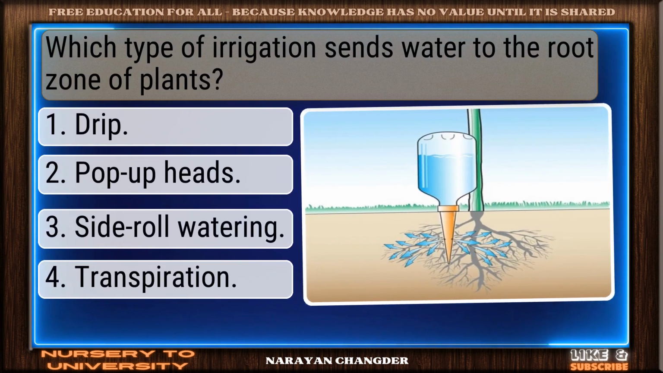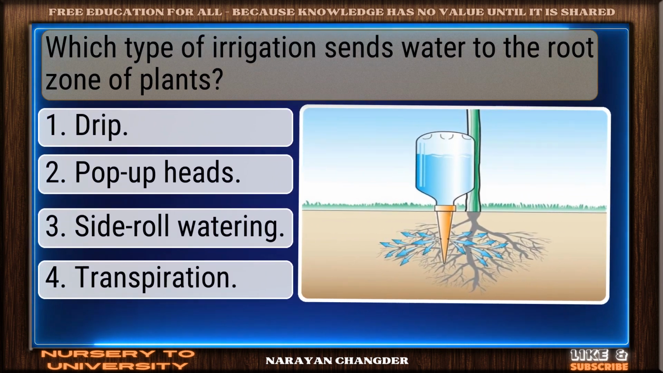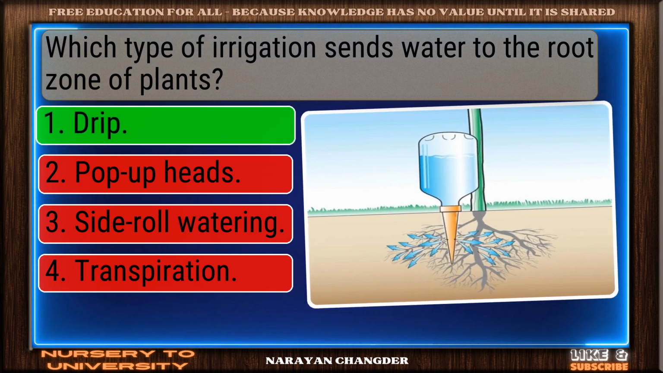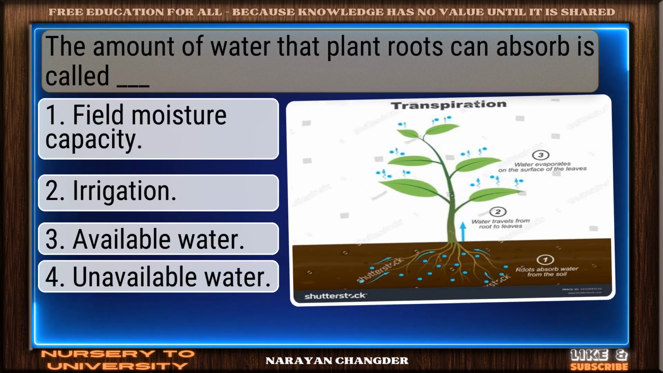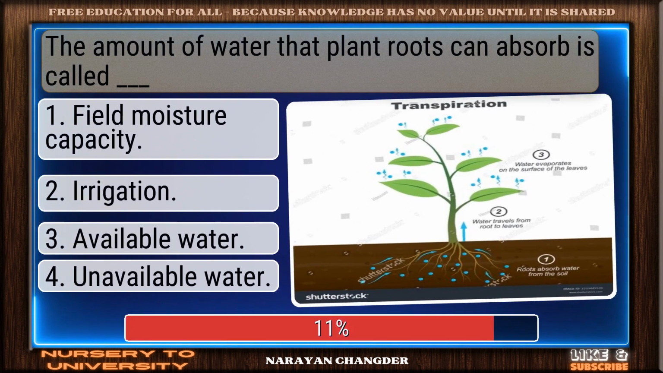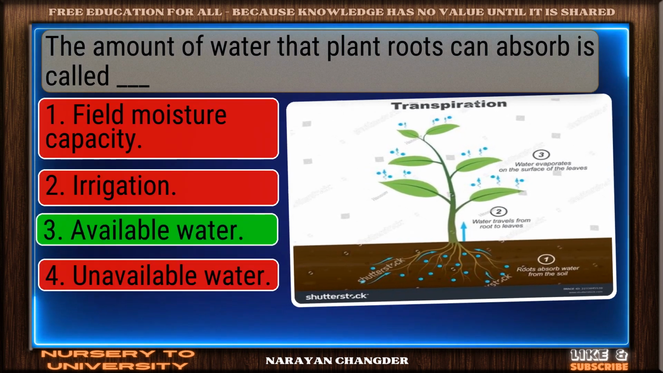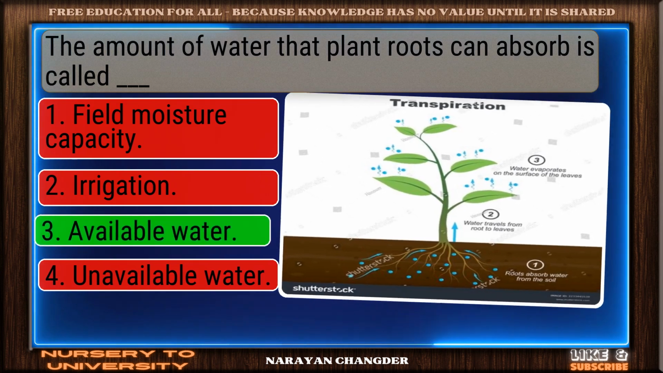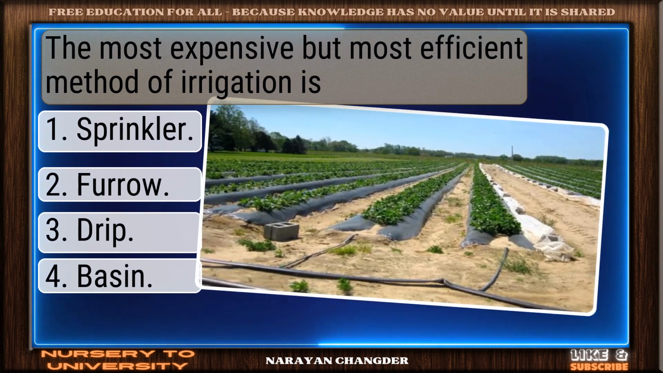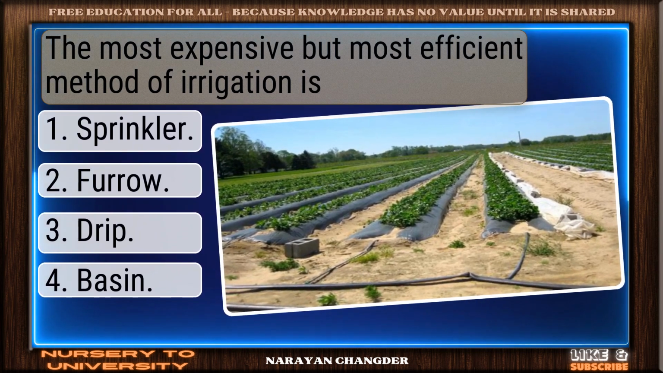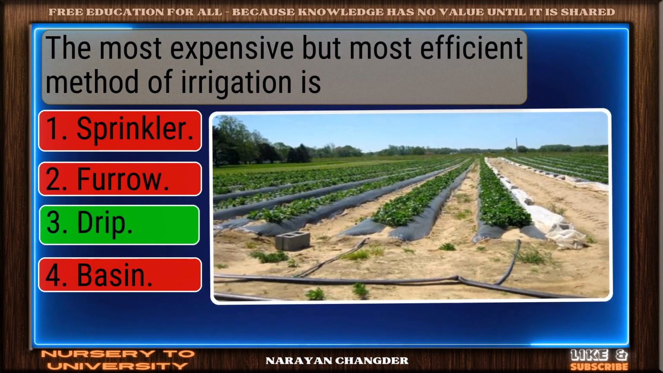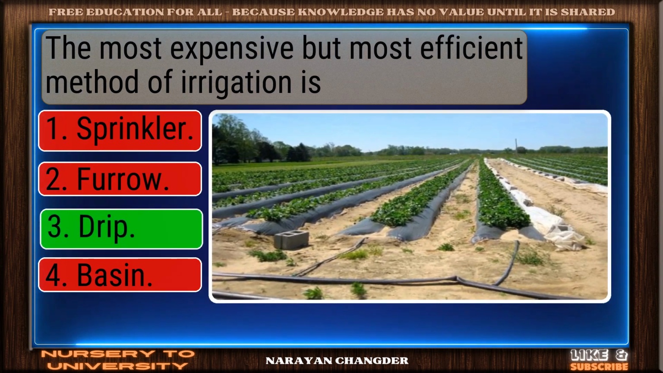Which type of irrigation sends water to the root zone of plants? Well reasoned. Drip is the correct choice. The amount of water that plant roots can absorb is called dash. Right again. Available water is a valid answer. The most expensive but most efficient method of irrigation is... Correct response. Drip is the most accurate answer.